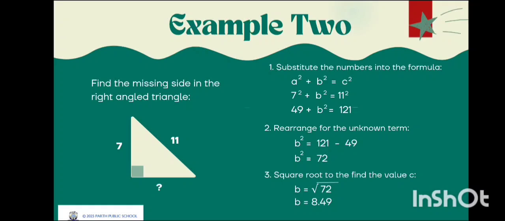So that's how we can easily find the unknown side. In this way, we can easily find any missing side of a right angle triangle if we know the two sides of the right angle triangle. Now let us move to the next slide.